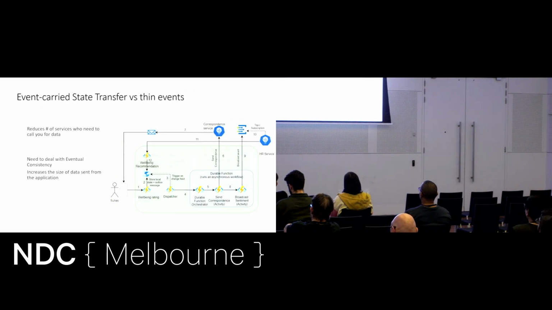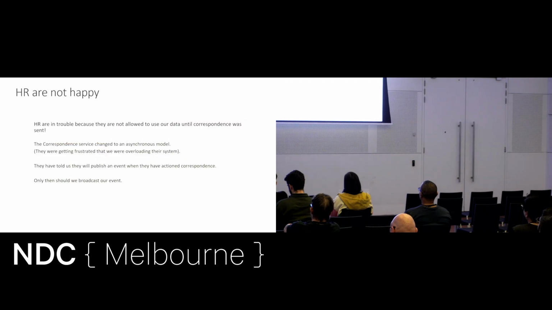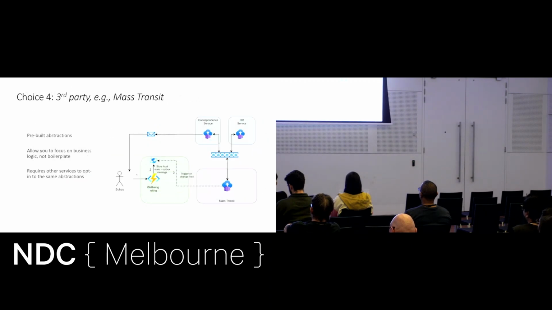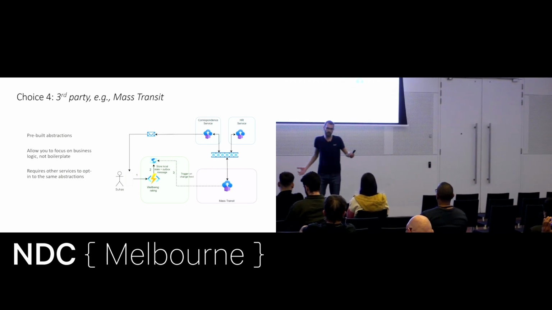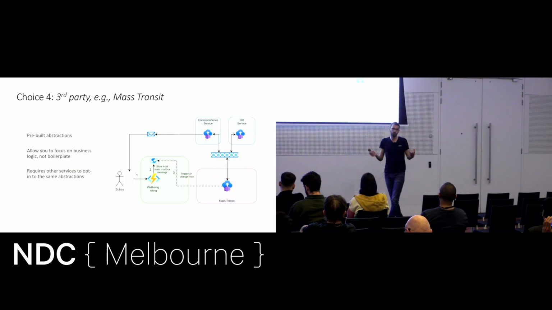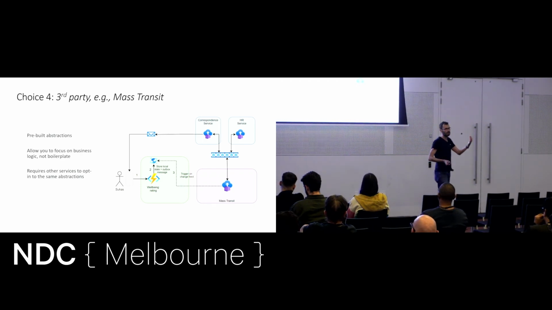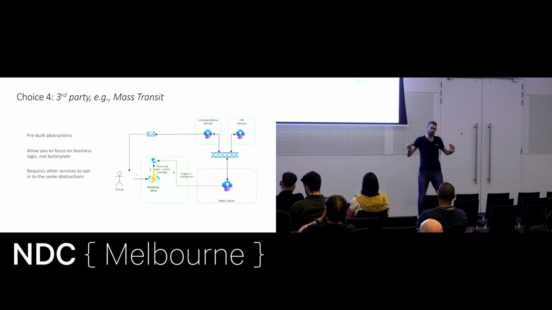Events, HR, choreography. Choice 4, third party. So we've used primitives so far to deliver our workflows. We've gone really raw on queues and events and service buses and event grids, which are all awesome building blocks.